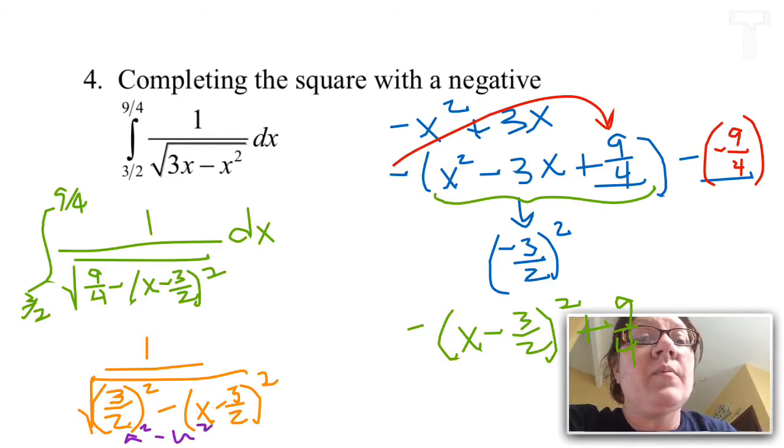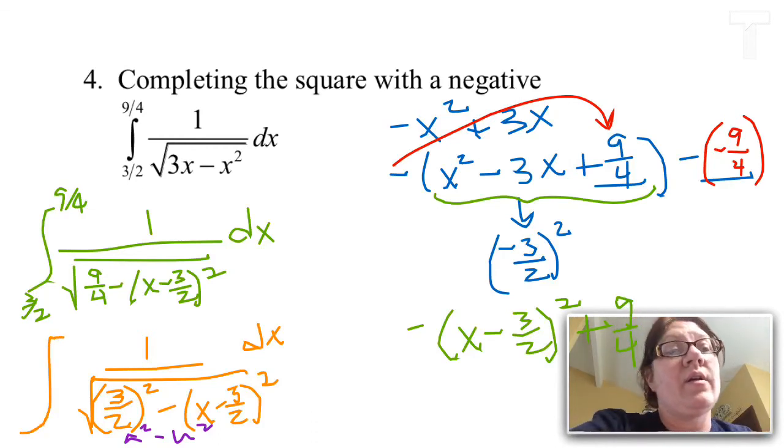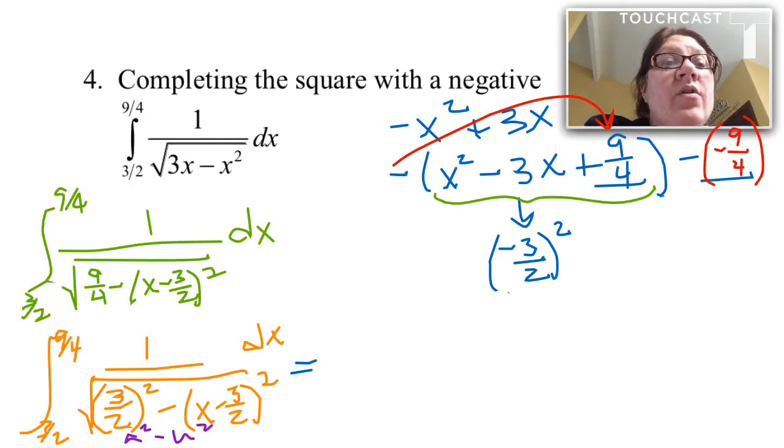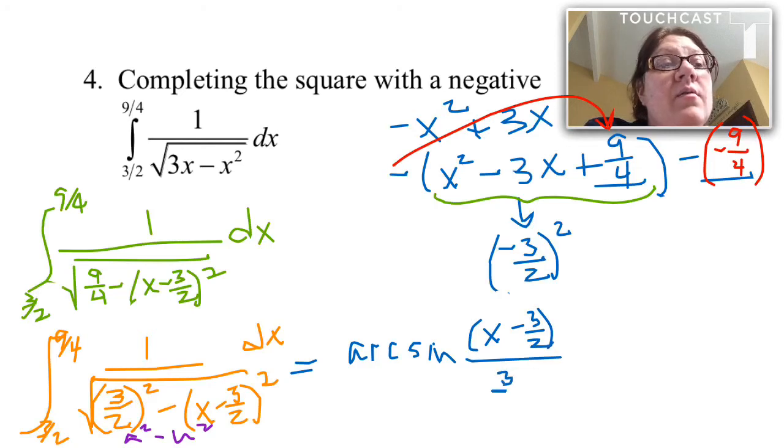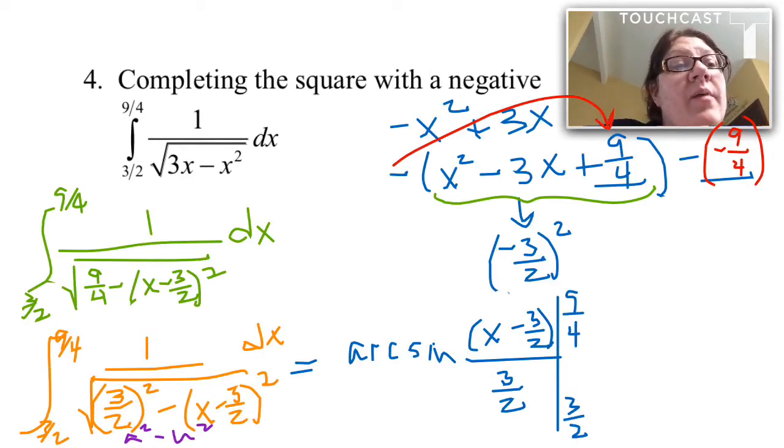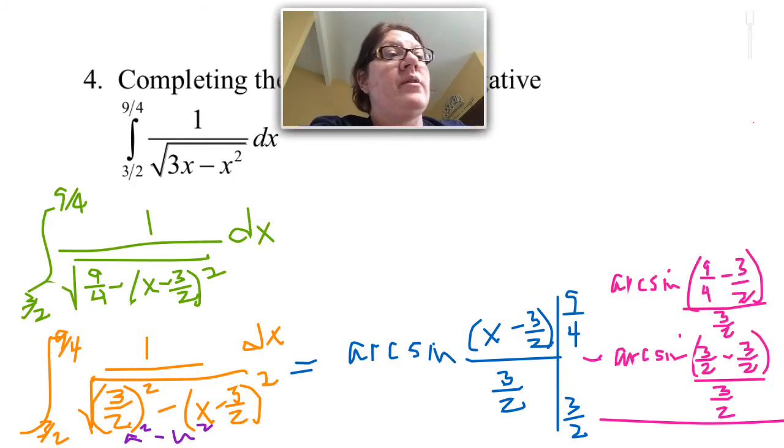And then when I look back up to the formulas, I go, oh, if it's a squared minus u squared, it's an arc sine. So using my formula, this would be arc sine of u over a, but u is the x minus 3/2, that's the variable piece, over the constant. And I'm evaluating from 3/2 to 9/4. So now I'm going to substitute those in and subtract. So substituting my numbers in, it looks like that.